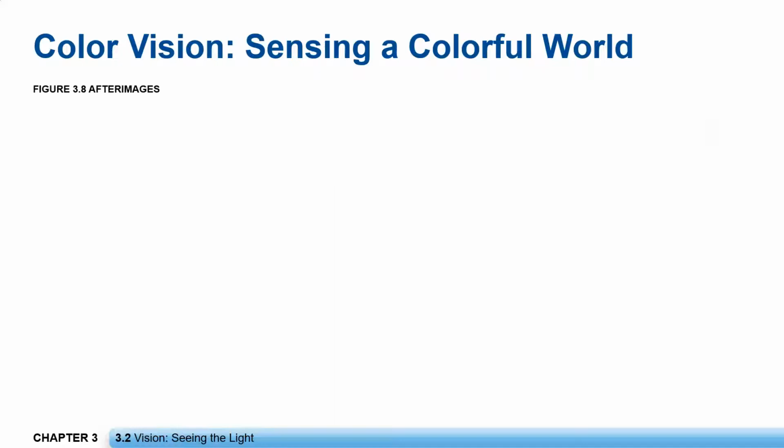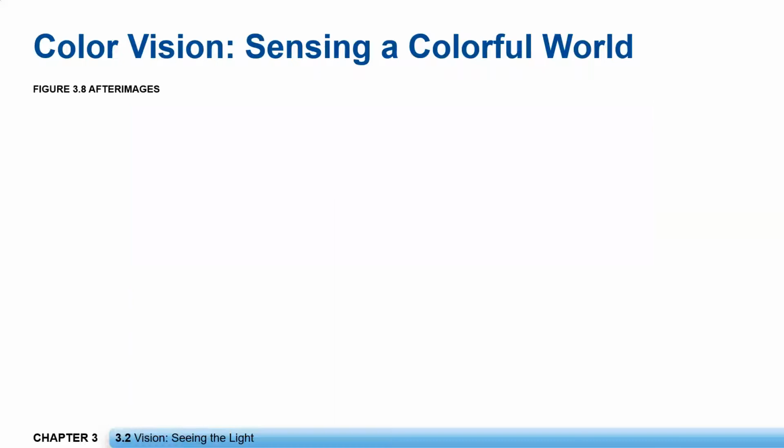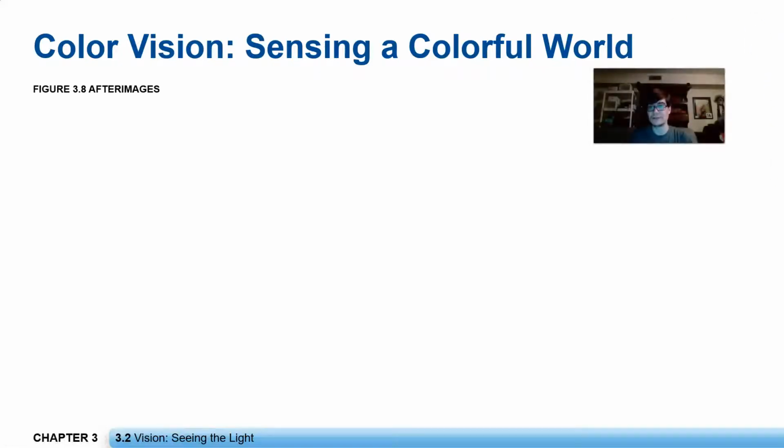And essentially what happens with this is, I'm going to bring this back, when you were staring at this, these cells in your eye were firing over and over and over again for yellow, green, and black. And so when you were then taken to a neutral screen, those cells were so exhausted that they started to show the opposite because they essentially relaxed too much. And so that's the example of an after image.